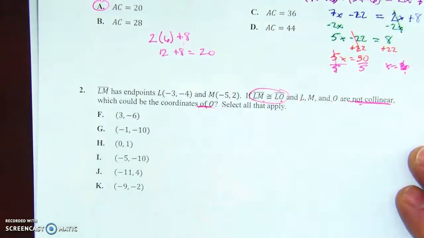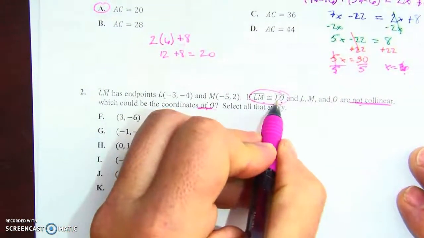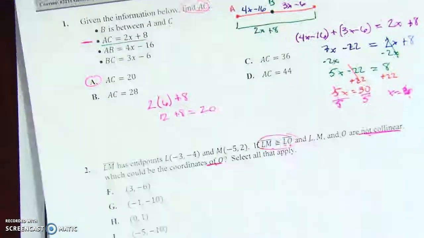Okay, so the key thing is to notice what's common between these two, the L and the L. So we're going to do everything from point L in this scenario. Okay, so let's go back to the graph.